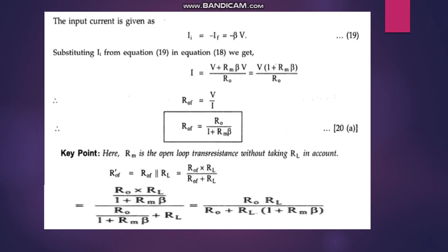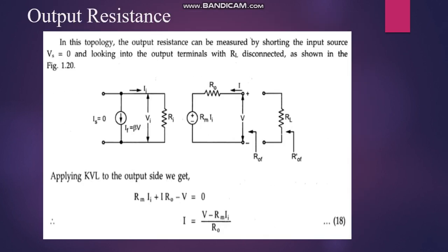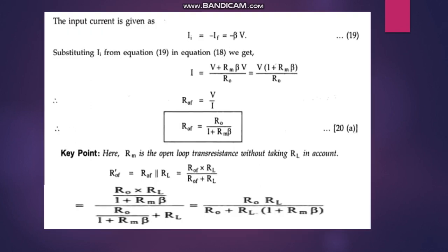We have to substitute this 19th equation in the 18th equation. So I equal to V minus of minus, plus Rm into beta V divided by R naught. So V is used in both the terms. So I have to take V as common, multiplied with 1 plus beta into Rm divided by R naught. So R naught F, we know, is voltage divided by current.